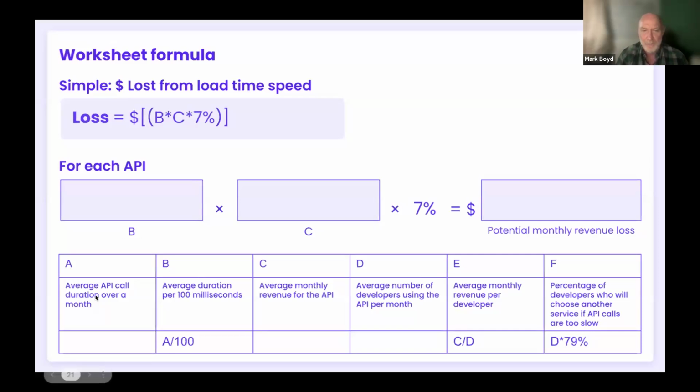So what you could do is take the average API call duration over a month, and I know on Treblle you've got that. You can see that. Say it's 600 milliseconds on average, then you put 6 in here. Then you take your average monthly revenue for that API, multiply those two together, and then by 7%, and that's how much you're potentially losing from latency. So if you want to spend some money next month on improving latency, make sure it's less than the potential 7% loss, and you've got a business case.